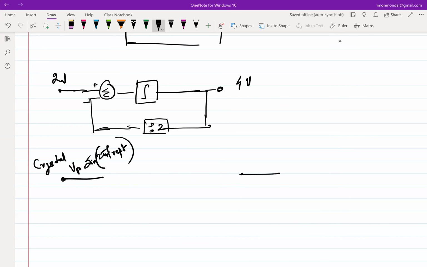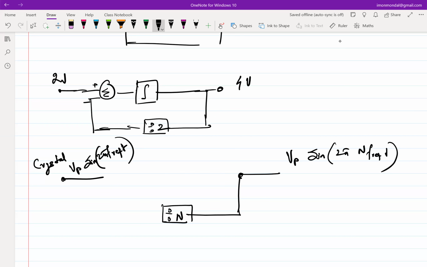I want the output to be Vp sine 2 pi times n f_ref t. I want to multiply the frequency by a factor of n, right? So using the same philosophy of negative feedback voltage amplifier, what do you need to do? You need to convert this output, you have to divide it by a factor of n. So I need some sort of division. Note that this is not a voltage division, this is a frequency division.